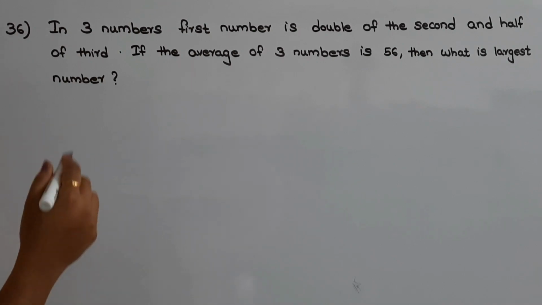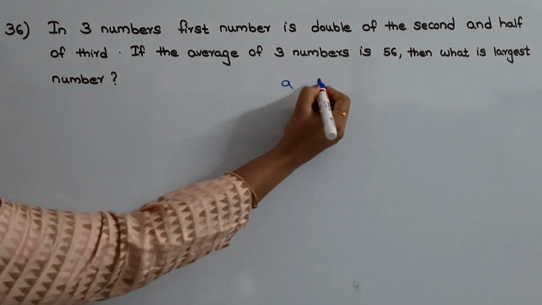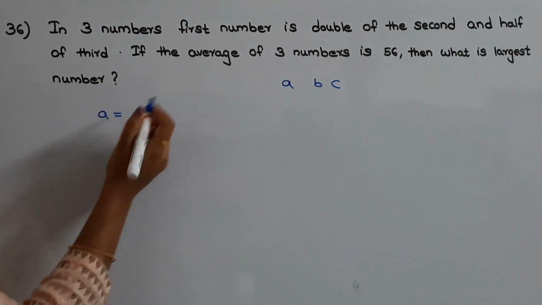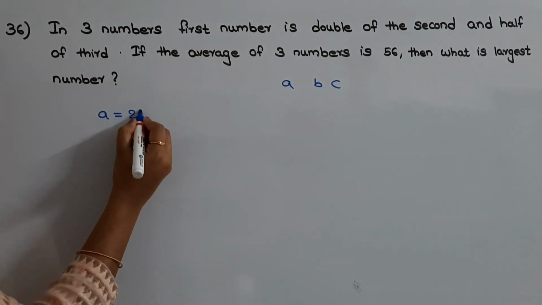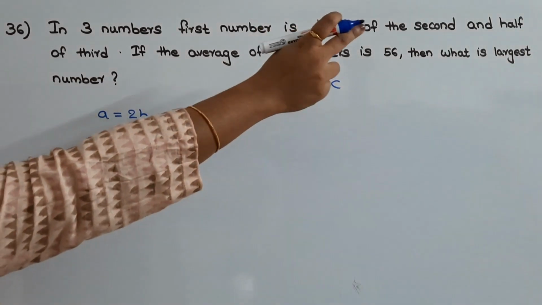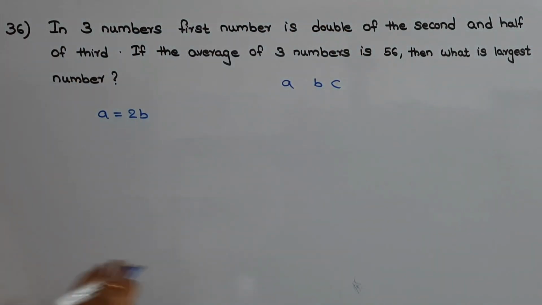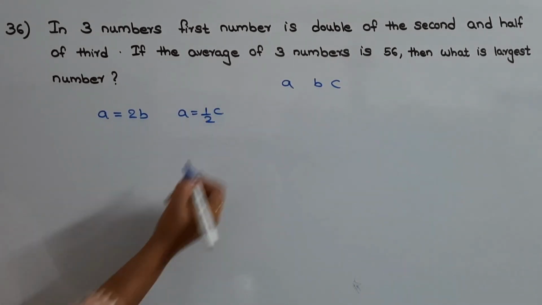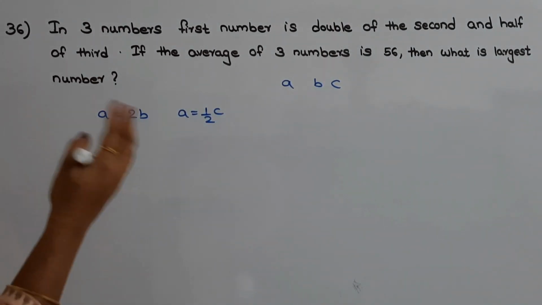Okay, so let us consider the 3 numbers as A, B and C. Then they are telling that first number A is double that of second number. So A is 2B. Then they are telling that it is half that of third number, which means A is half that of C. Okay, we need to find out the largest number.